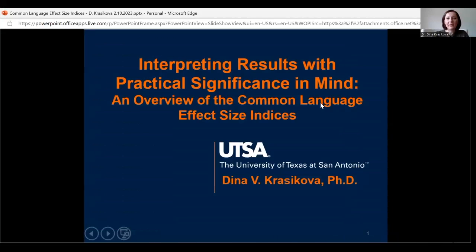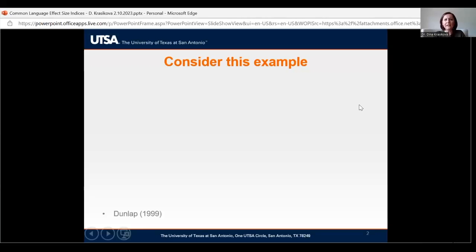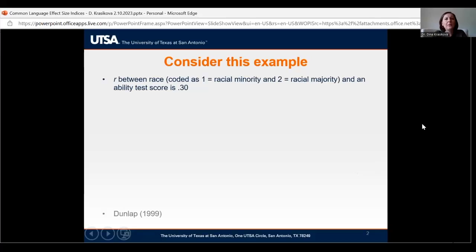My lecture will be about common language effect size indices that can help us better understand the practical significance of our research findings. So before we talk about these indices, let's take a look at this example. Let's say we have an ability test score, and we have two groups of test takers. And these test takers belong to different racial groups.